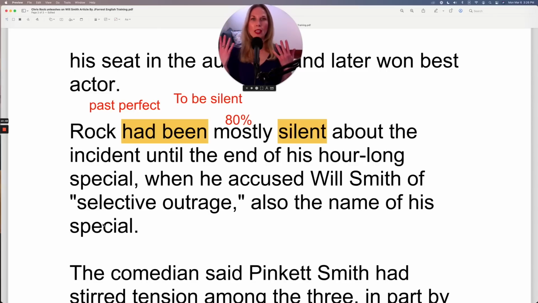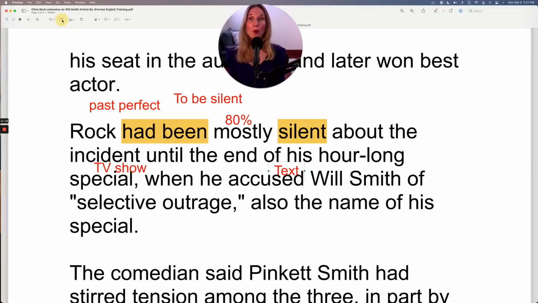So Chris Rock is on TV. He's doing a TV show, which sometimes they just call a special. So an hour-long special is just an hour-long TV show. Now, it's not a regular series. It's just a one-time event, and that's why they call it a special. And it was 60 minutes, an hour long. And the name of the show was Selective Outrage.